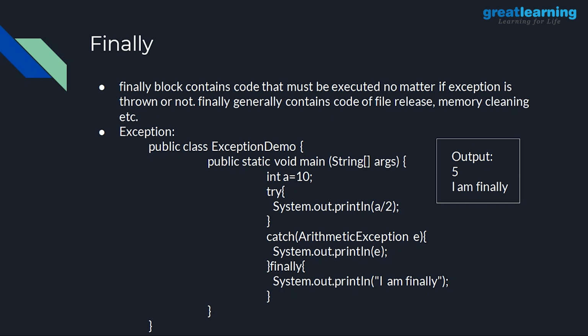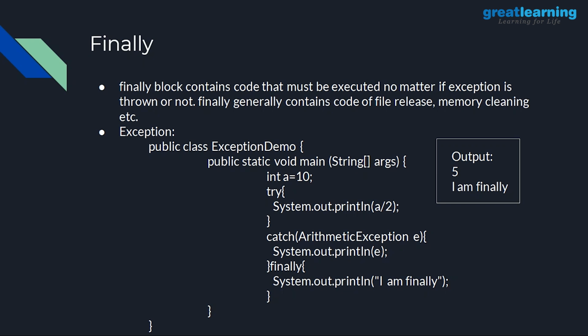So if we are again trying to divide 10 by 2, then there is no exception, right? No exception has occurred, but the finally statement will always execute. There will be no exception in this case, but the finally statement will still be executed. You see the output, I am finally. So this is what we use finally for.